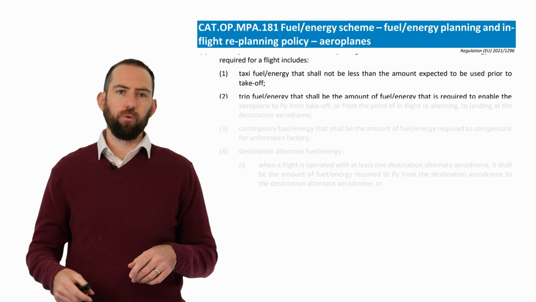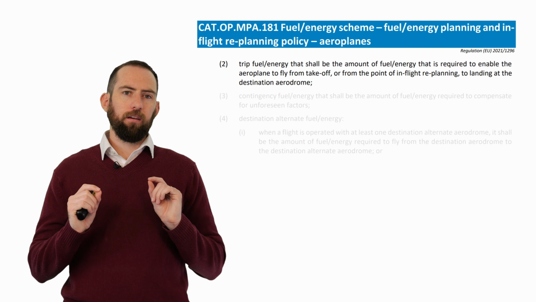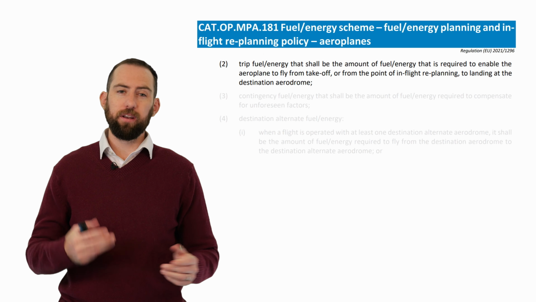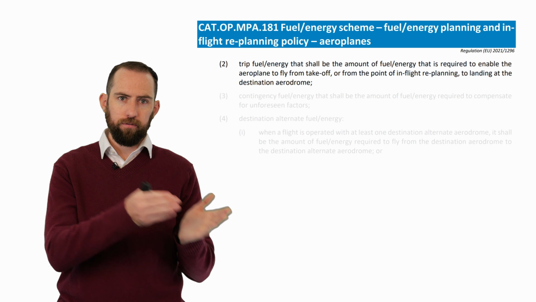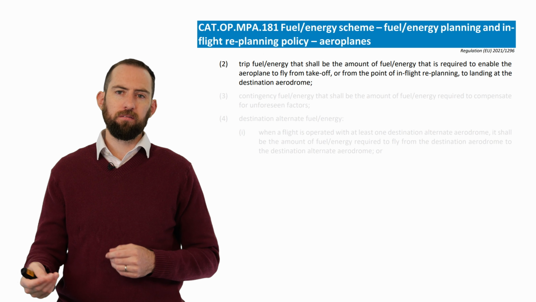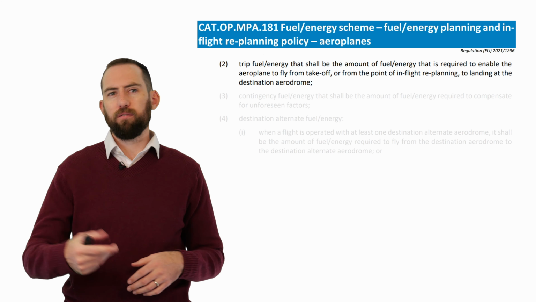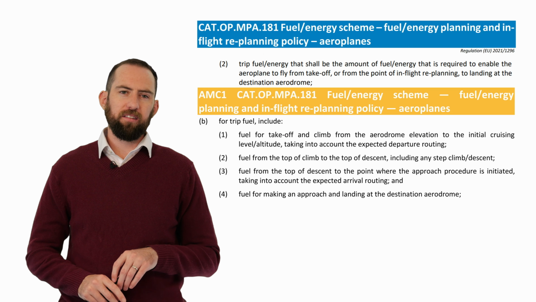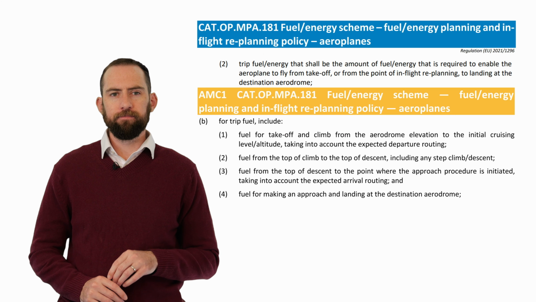Back to the implementing rule. The next allotment is trip fuel. So this must be an amount added to enable the aircraft to fly from takeoff to landing at the destination. Very broadly, this is the fuel required from runway to runway. So let's go back to AMC 1.